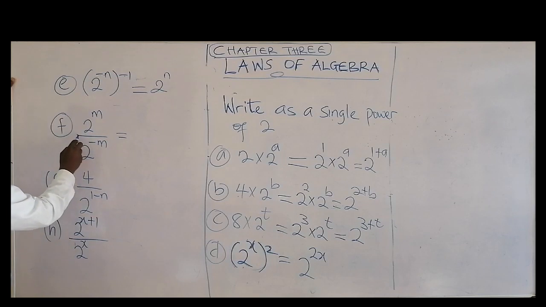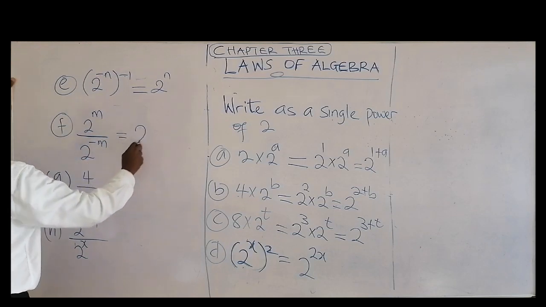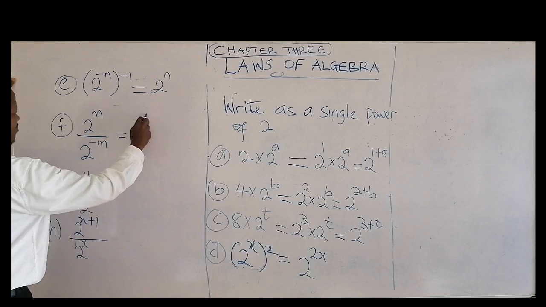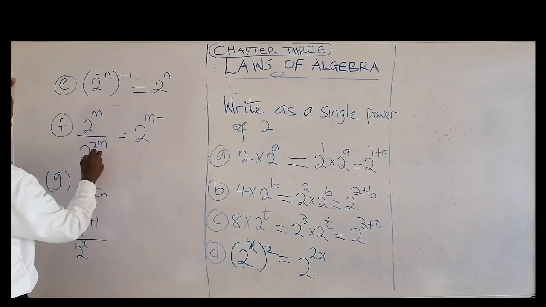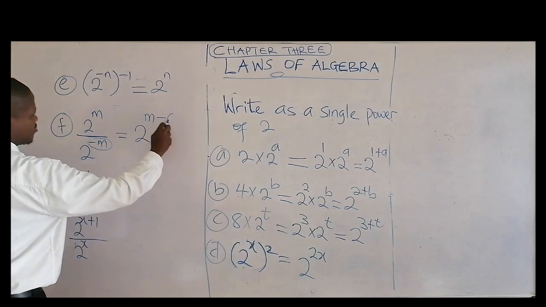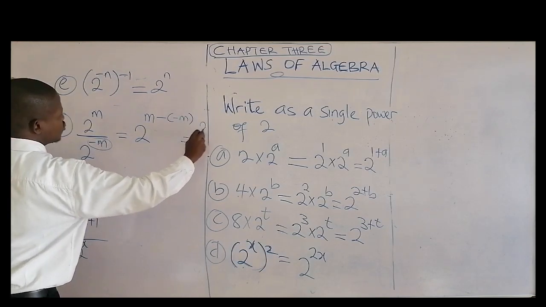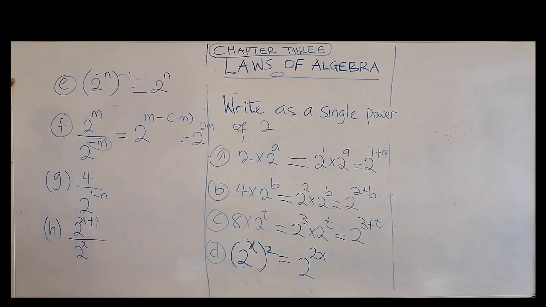Here, you have a division law. You have this to the power m, this to the power what? So take one of the bases, and then when you are dividing, you subtract the powers, this minus, and don't forget, this is minus n, and this will give you 2 to the power what? 2 to the power n.